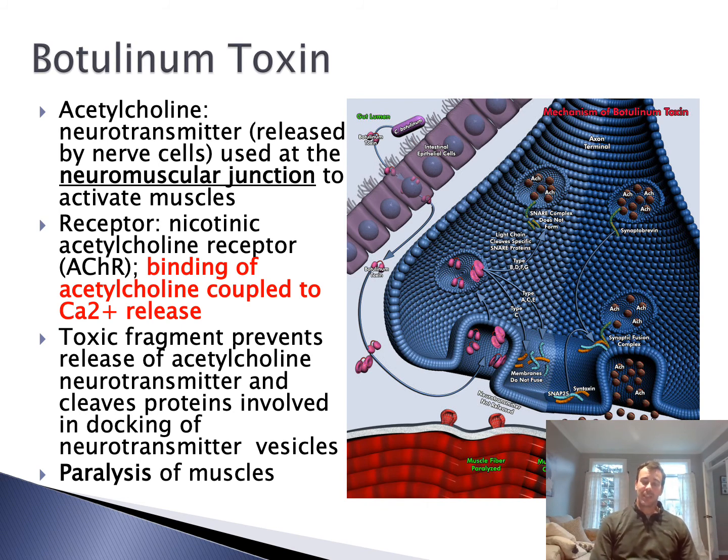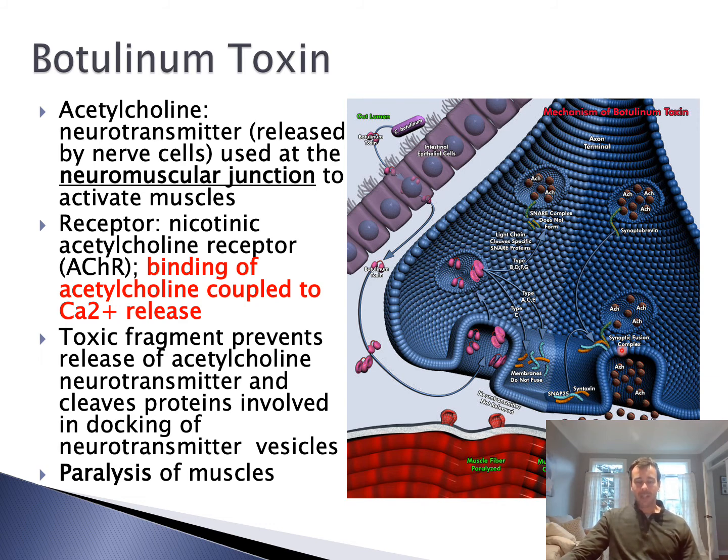Botulinum toxin is a bacterial toxin that impacts ligand gated ion receptors. In this case, acetylcholine is a neurotransmitter that's released by nerve cells at the neuromuscular junction. So this being your nerve cell, this being your muscle cell here, it releases acetylcholine from the nerve to the muscle to activate muscles. The receptor is called the nicotinic acetylcholine receptor. The binding of the ligand, acetylcholine, is coupled to calcium release.